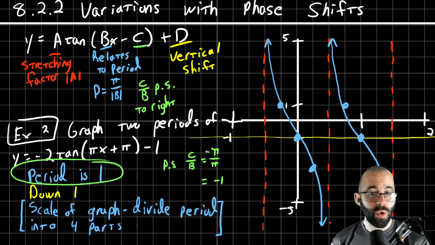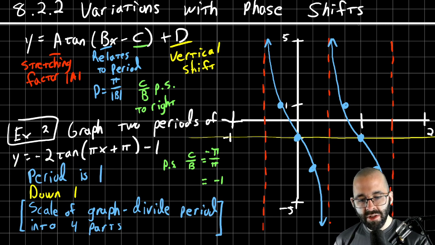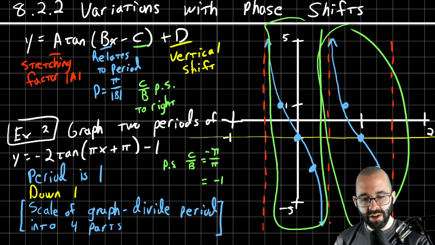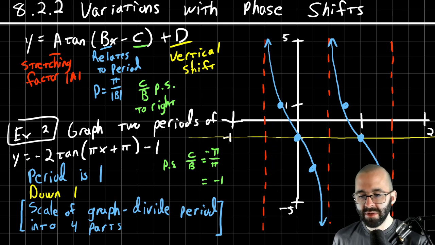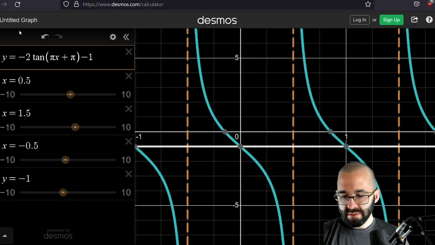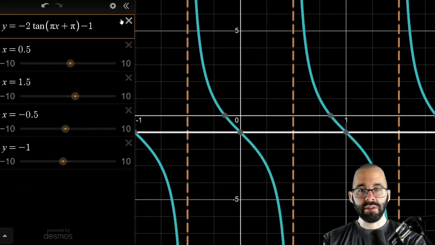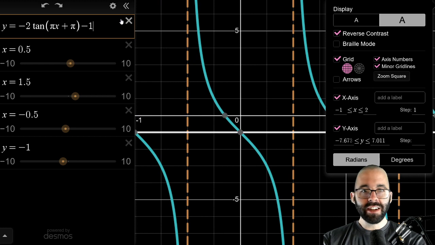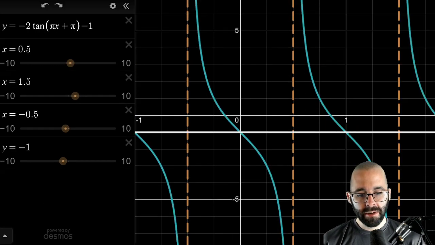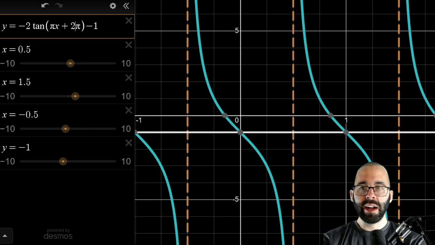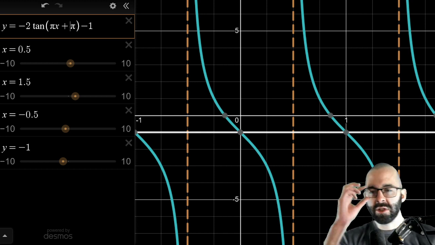But the period is 1, which means I could move it 1 to the left, 2 to the left, 3 to the left. You wouldn't be able to tell a difference, because if I move this entire thing 1 to the left, I get this entire thing, and so on. And in fact, if we look at the graph here, watch this. I'm going to delete the phase shift. It's the same graph, right? The phase shift actually didn't do anything. Because the phase shift in this case is the period. We could add 2pi, 3pi, 4pi, 5pi. Any multiple of the period, it wouldn't change the function.